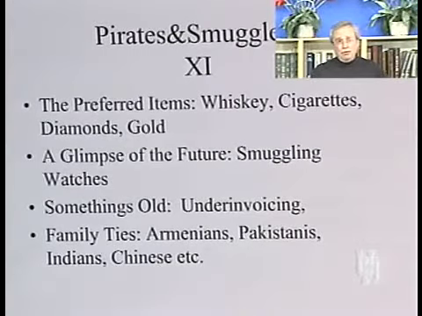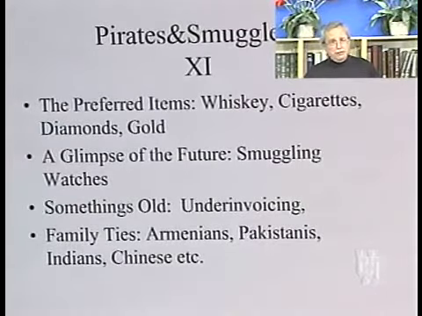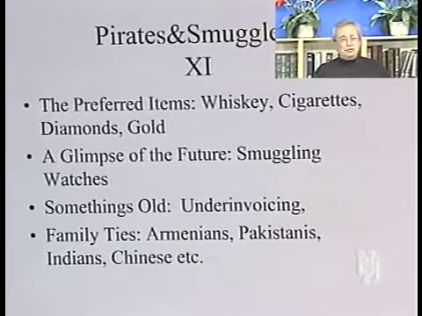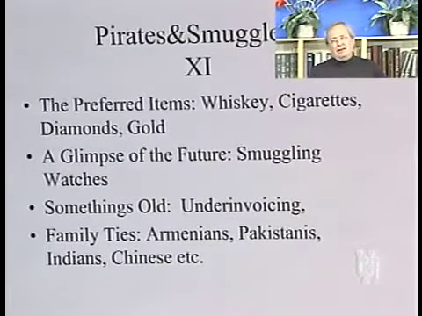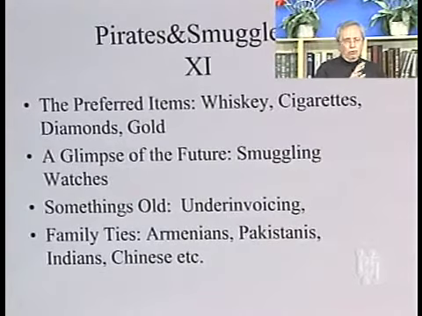One of the key ones is under-invoicing. In other words, your shipment is twice the size of what you report on your invoice. What you're doing, of course, is trying to get past the customs people and pretend that you're only importing half of the goods that you're bringing in. Some of these mechanisms are old as the hills.